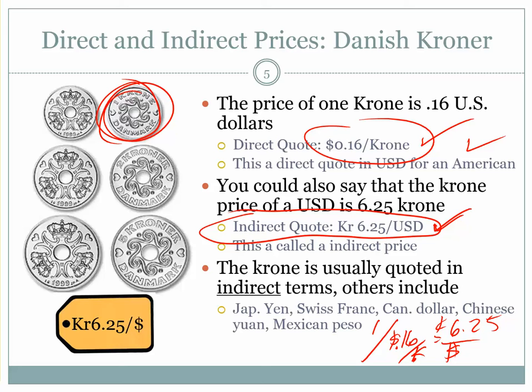Unfortunately, most currencies are quoted in indirect terms, which causes all kinds of trouble. So, for example, the Japanese yen, Swiss franc, Canadian dollar, Chinese yuan, Mexican peso, and many, many more are quoted in indirect terms.